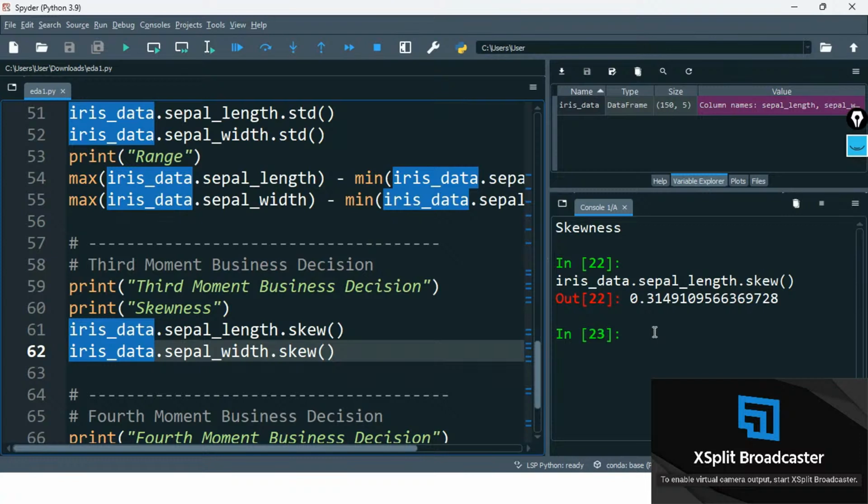Positive, negative, or no skewed data. What kind of data is it? Sepal length. Sepal length is nothing but a positive skewed data because the value is positive. Right? It is simple. By just looking at the value, I can tell that sepal length holds a positive skewed data.